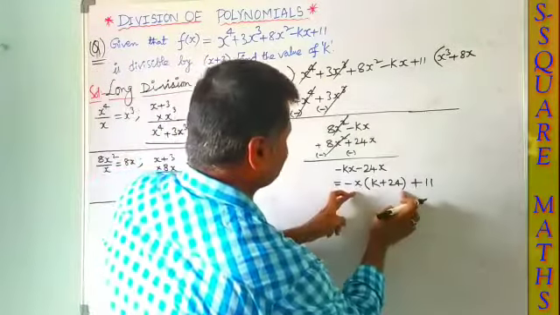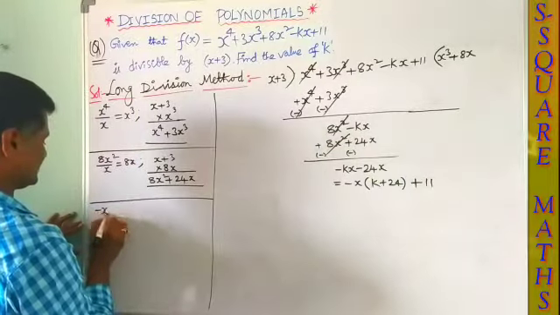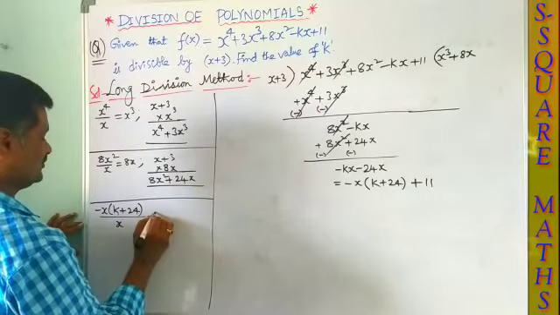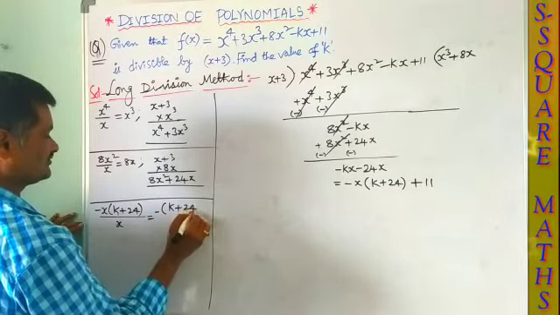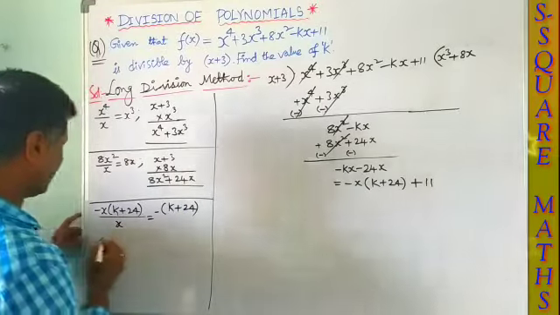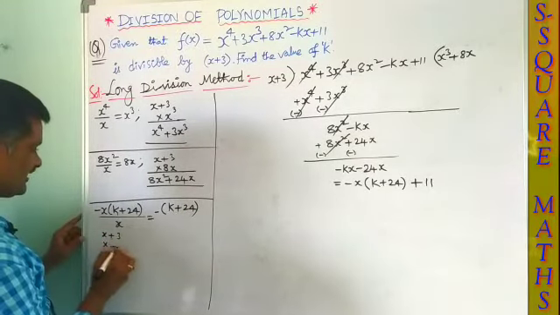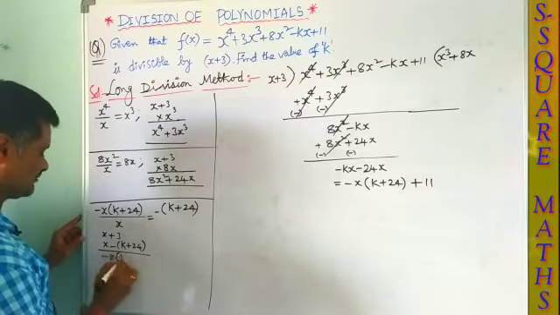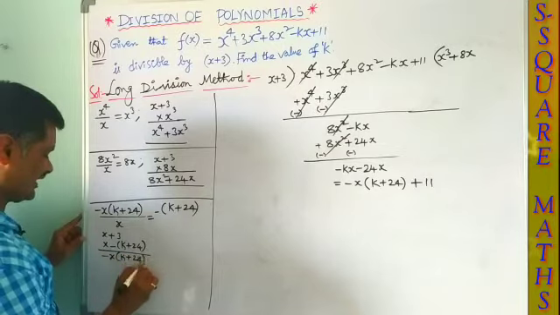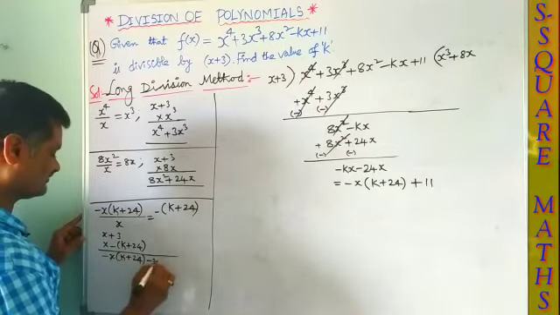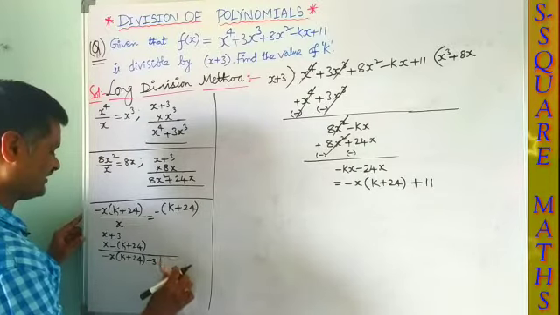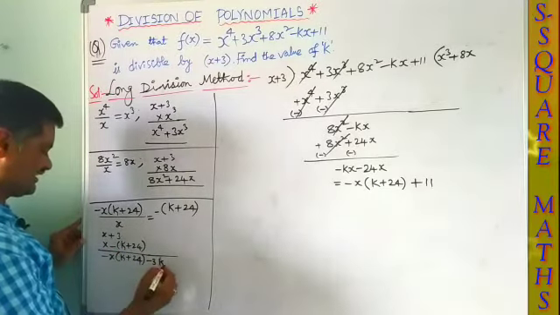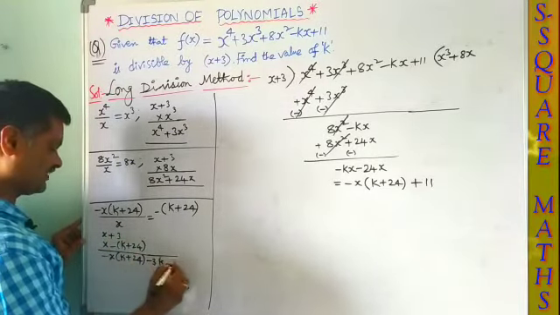So divide this term by our x. So minus x of k plus 24 by x gives you minus of k plus 24. So multiply x plus 3 with minus of k plus 24 gives you minus x into k plus 24, and so minus 3k, multiply minus with 3, so minus 3k, minus 3 into 24 gives you 72.